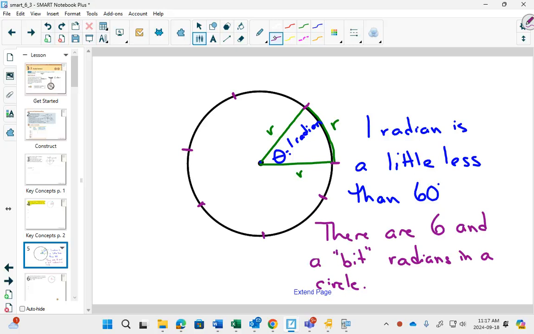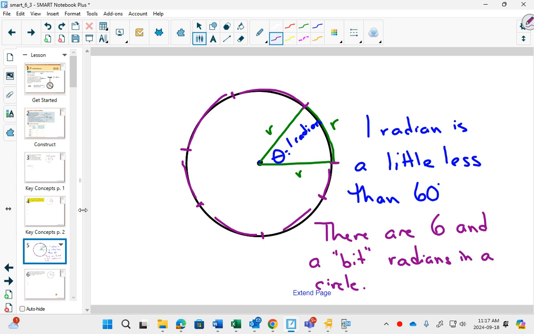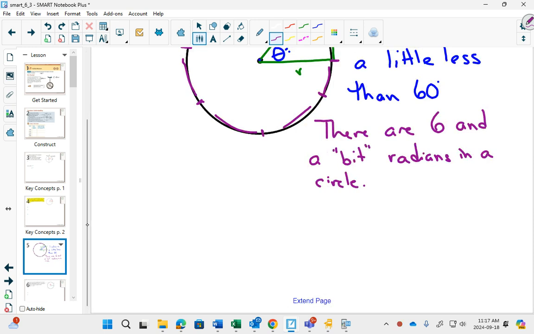Okay. So now if I think that there are 6 and a bit radians around a circle, as I'm going around the circle counting these, what am I actually counting when I go all the way around? What is that called, all the way around a circle? Circumference. Okay. And we have a circumference formula, and you've probably never really thoroughly thought about formulas, but formulas are always relationships. So my circumference formula is this. It is a relationship between circumference and radius.